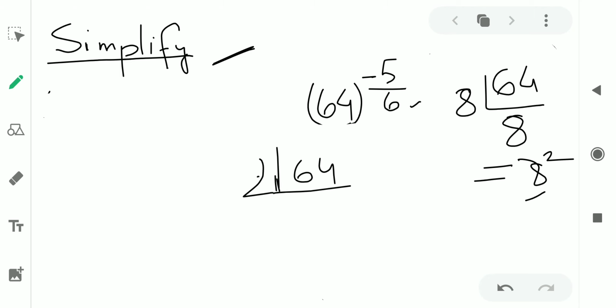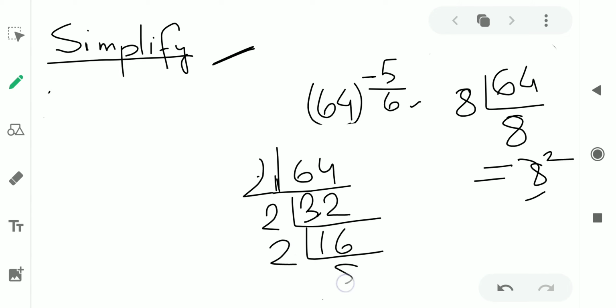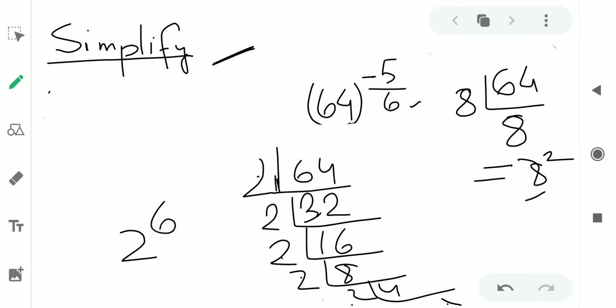So by 2 it will be 32, then 16, then 8, then 4, and then 2. So in this case we have 6 twos, that means 2 to the power 6. We have to use this expression to simplify it.